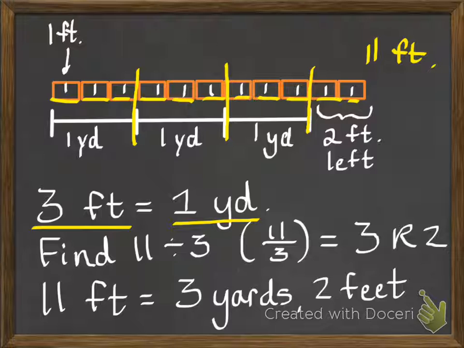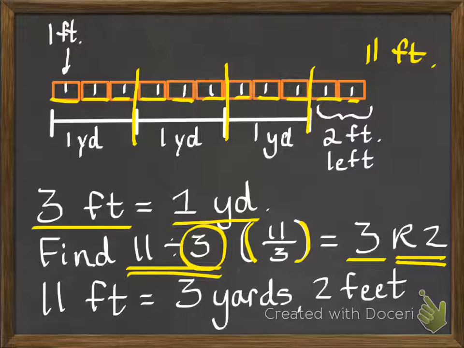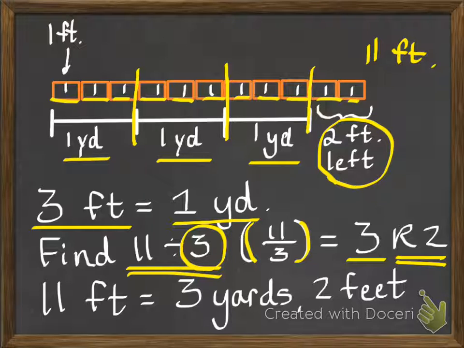That's the same as finding 11 divided by 3. I have taken the number of feet and I've divided by 3 to find yards because I know that 3 feet are in 1 yard. That's the same as my fraction 11 over 3, or 11 divided by 3. When I take 11 and I divide it by 3, I get 3 with a remainder of 2. You can see in my picture I have 3 yards, 1, 2, 3 yards, and then there are 2 feet left over. There's my remainder of 2. So 11 feet equals 3 yards and 2 feet. I divided to find that answer. Okay?